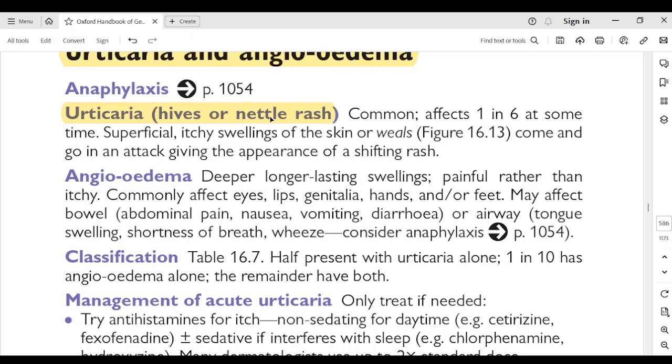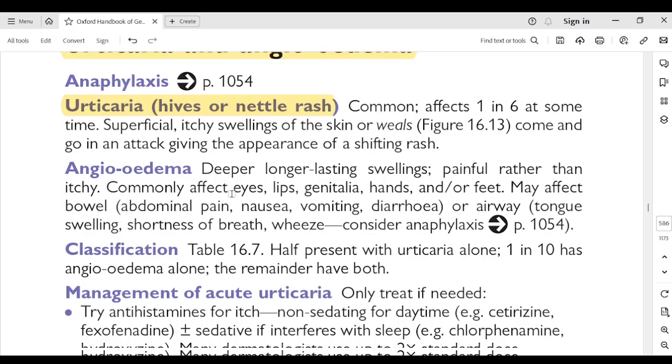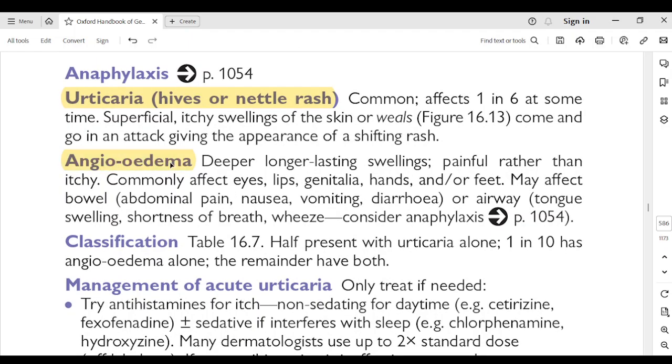Urticaria, hives or nettle rash commonly affects 1 in 6 at some time. Superficial itchy swelling of the skin, or wheals, come and go in an attack, giving the appearance of a shifting rash. Angioedema: deeper, long-lasting swellings, painful rather than itchy.